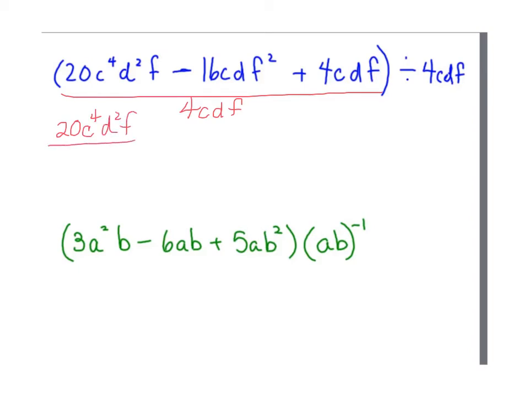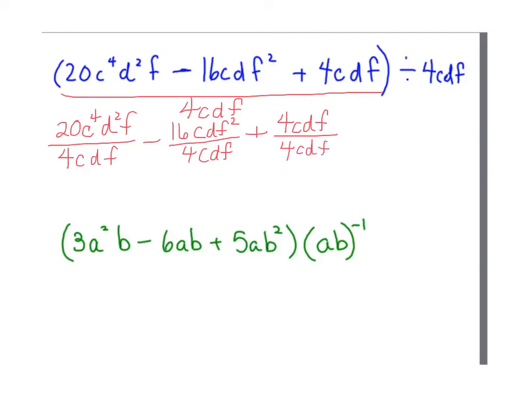So I would have this first term over 4CDF, the next term written over the other, and then 4CDF over 4CDF, and then you simplify each term. Looking at this one right here, I would have 20 divided by 4, which is 5. I have c to the fourth in the top divided by c, so I have c to the third left in the numerator. I have a d left in the numerator, and the f's cancel.